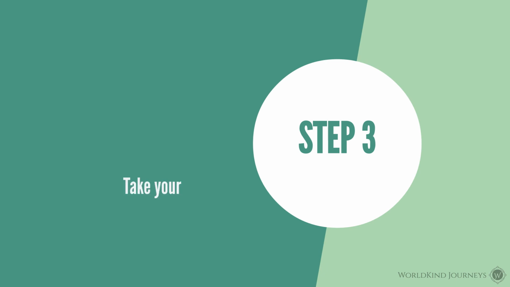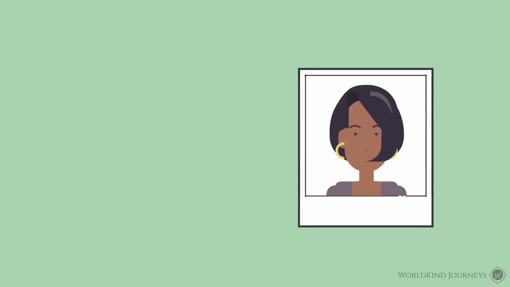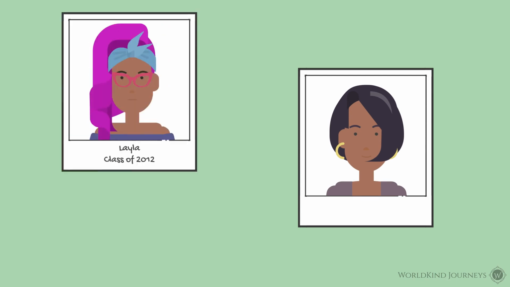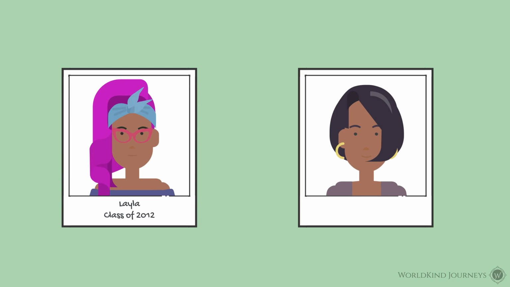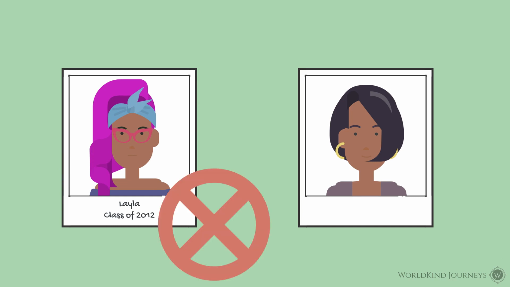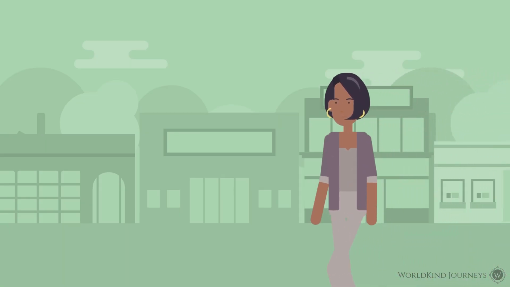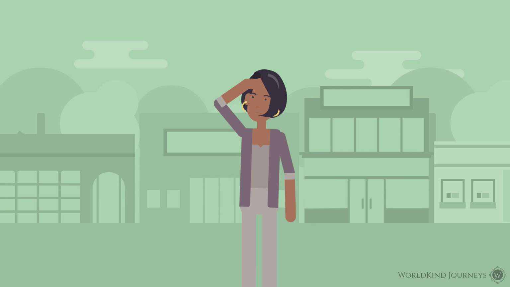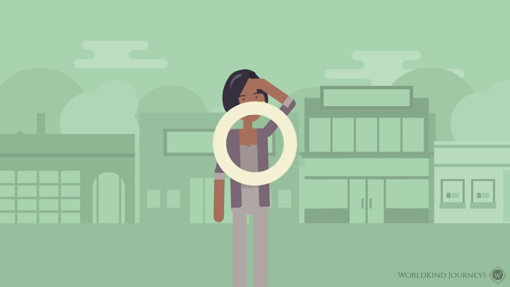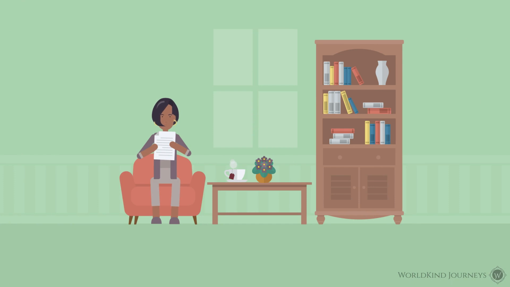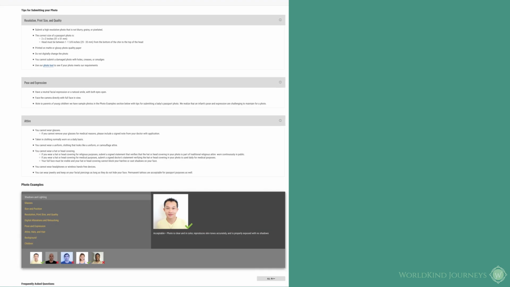Step 3. It's time to take your passport photo. You'll need one 2x2-inch, high-resolution, current color photo. Since our appearance changes over time, the photo must be taken within the last 6 months. Some passport acceptance facilities provide photo services. Also, many chain pharmacy stores offer this service. Alternatively, you can take your photo at home. But if you choose this option, make sure to read all the requirements first at travel.state.gov to make sure that you submit an acceptable photo.